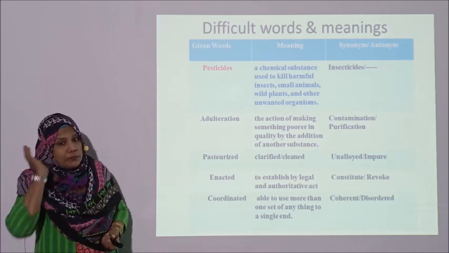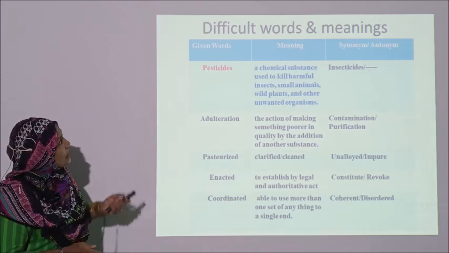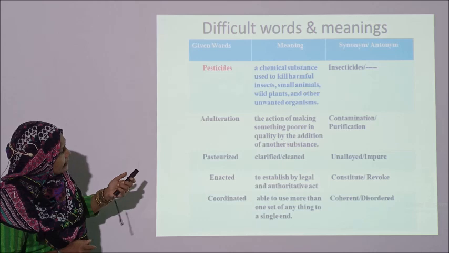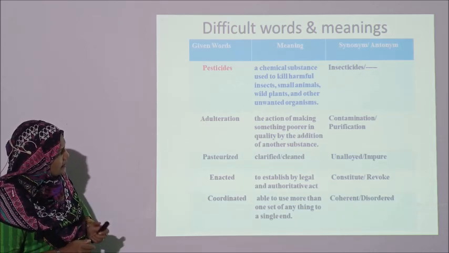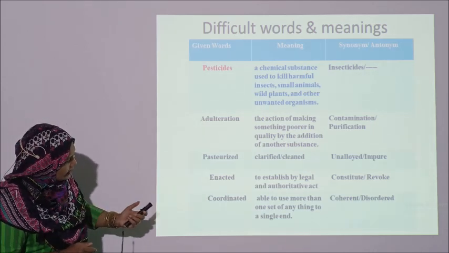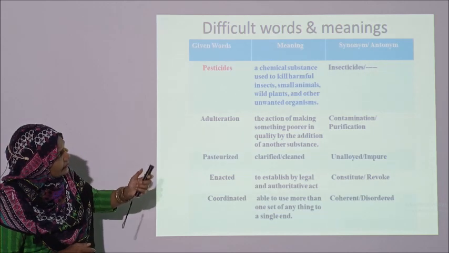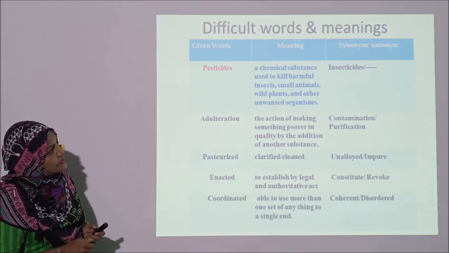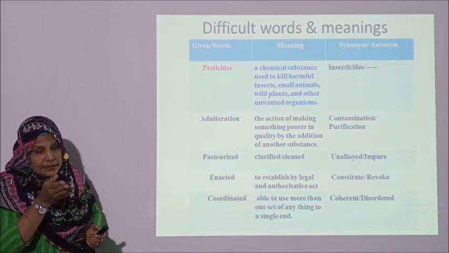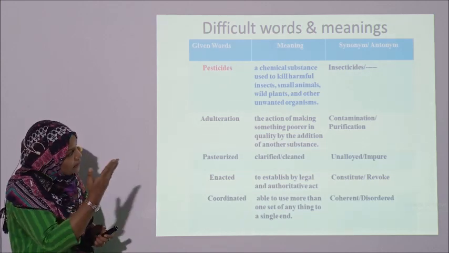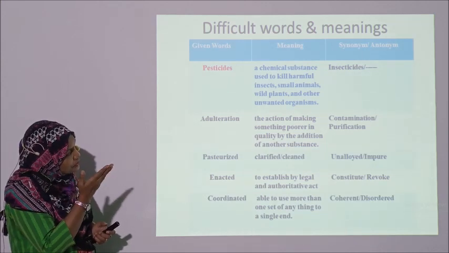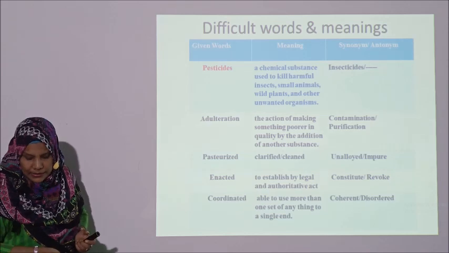Now dear learners, come to the word meanings. Look: pesticides, adulteration, pasteurized, enacted, coordinated. This is the meaning, and here are some synonyms and antonyms. The slash means the first word is the synonym, the next word is the antonym.